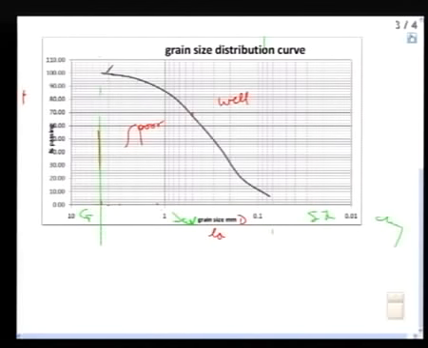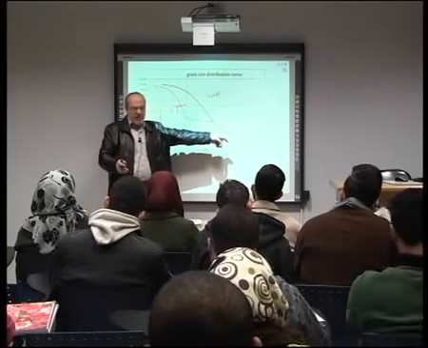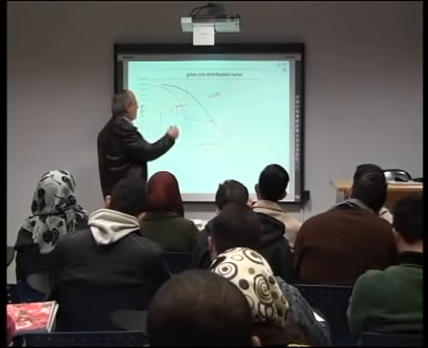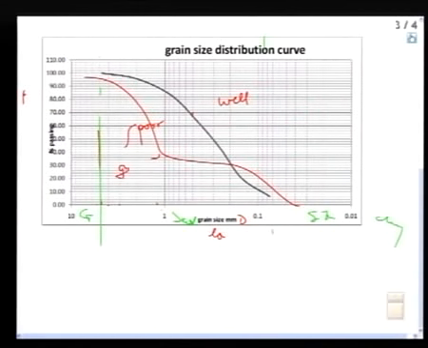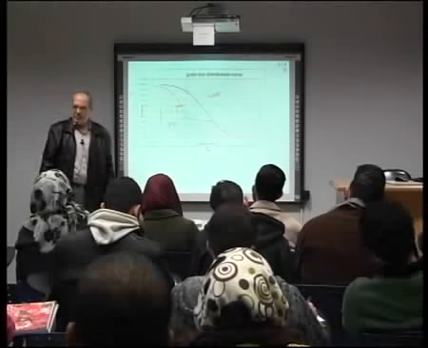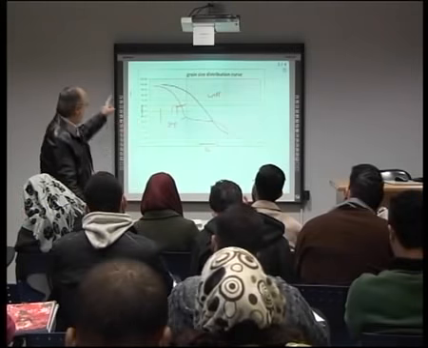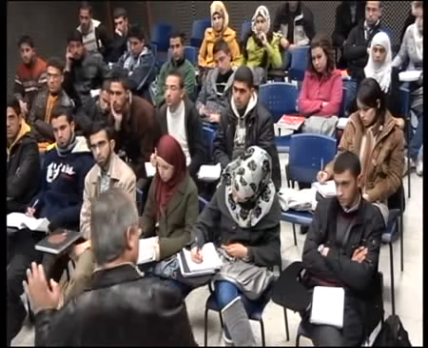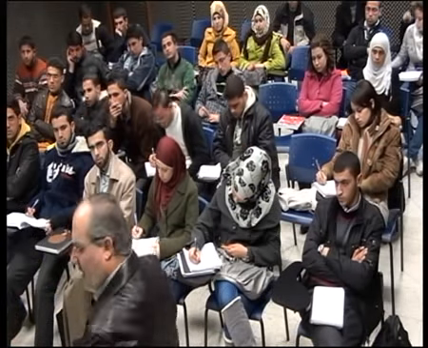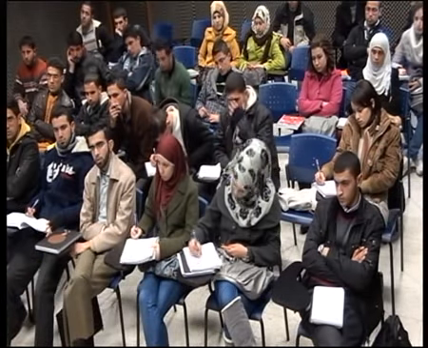Now sometimes I will have this type of curve. It was going smooth, uniformly, then as if there was a gap. You know what gap? Then it returns to a smooth curve. This we call gap graded. So this is another advantage. The first advantage, by a look, I know how much gravel, how much sand, how much silt, how much clay, right? Second thing, I can describe this soil: this is well graded, this is poorly graded, this is gap graded.